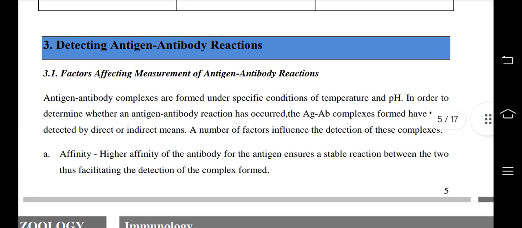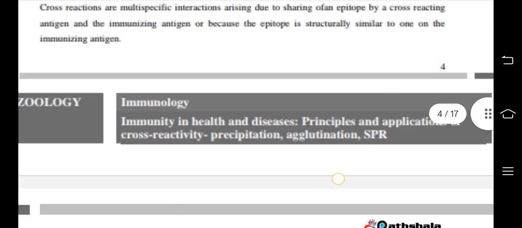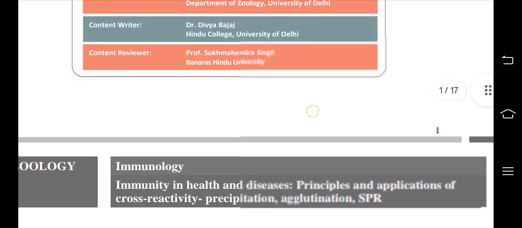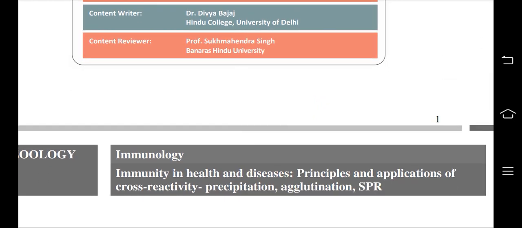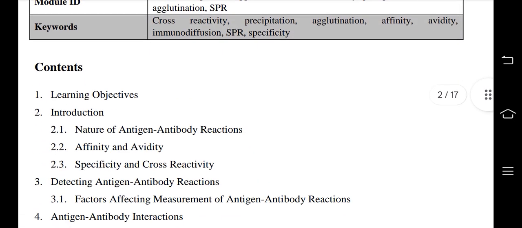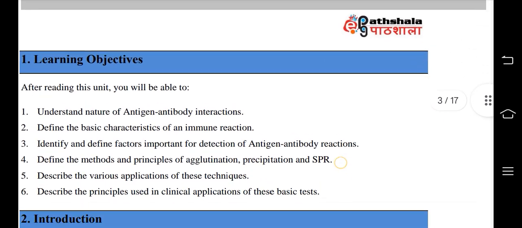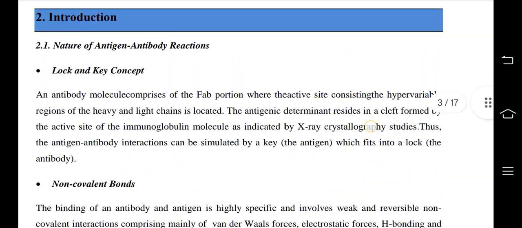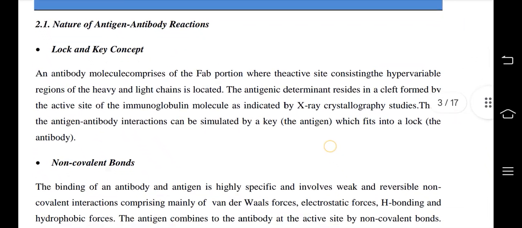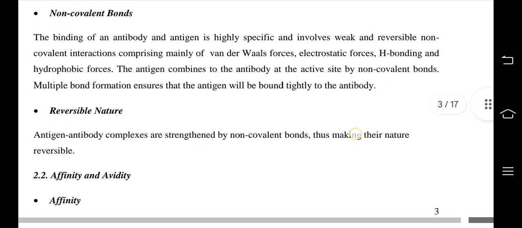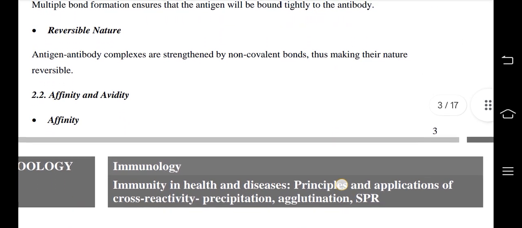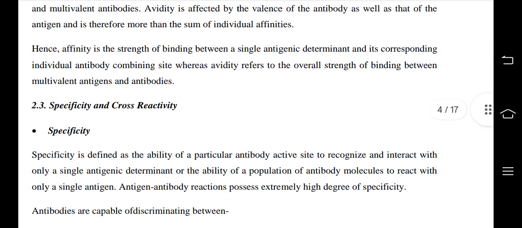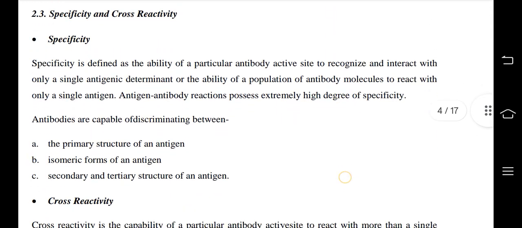Detecting antigen antibody reactions. So till now we learned some important factors related to the antigen antibody reactions, like the nature of antigen antibody reactions: the Locansky concept, non-covalent bonding between antigen and antibody, reversible nature, affinity and avidity, then specificity and cross-reactivity.